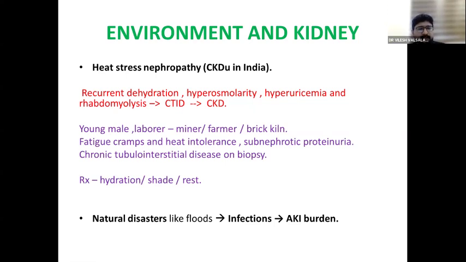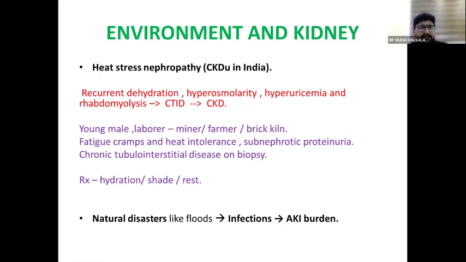Usually it is a young male laborer, farmer, or people working in brick kilns or very hot areas, with fatigue, cramps, and heat intolerance. They may have some protein in urine, subnephrotic range protein. When you do a biopsy of the kidney, we see that they have chronic tubular interstitial disease. Basically, they need hydration, rest, and CKD management.